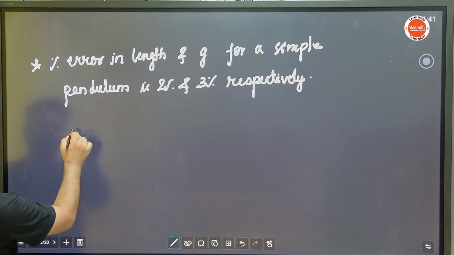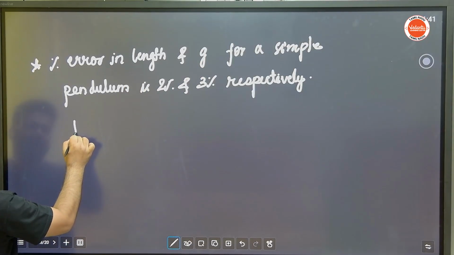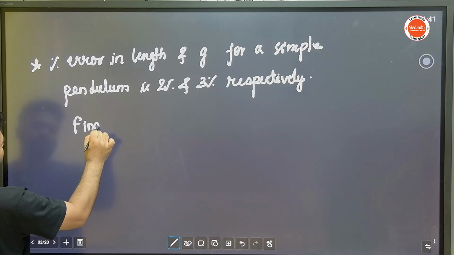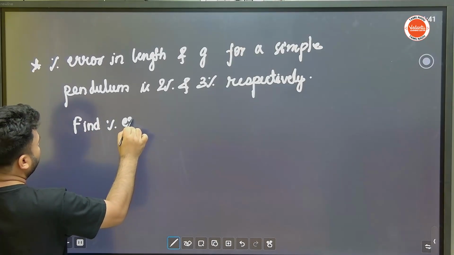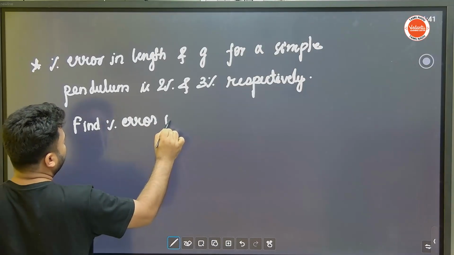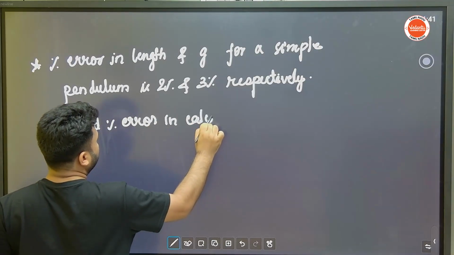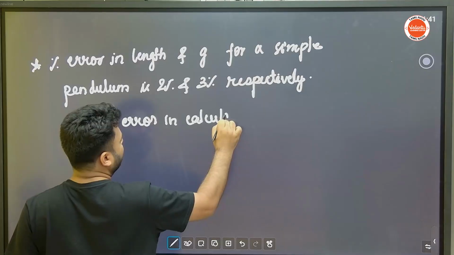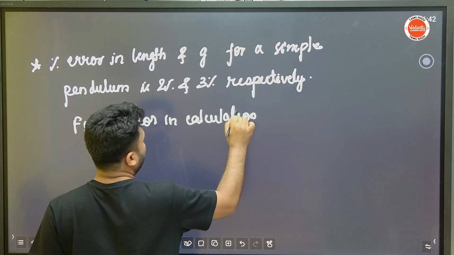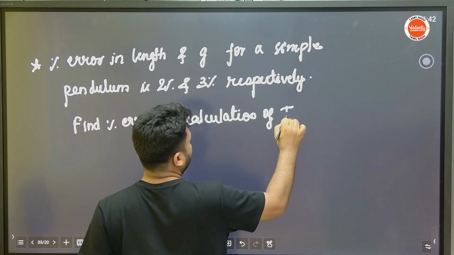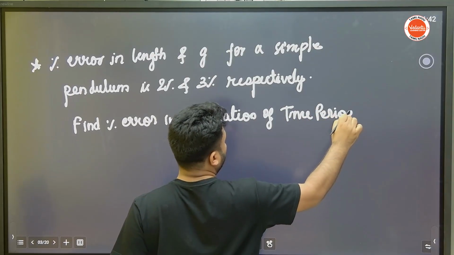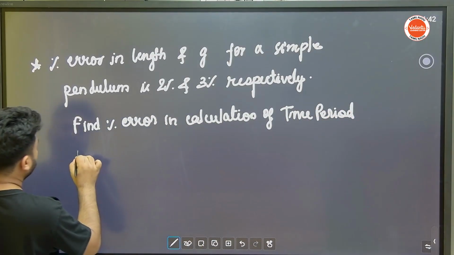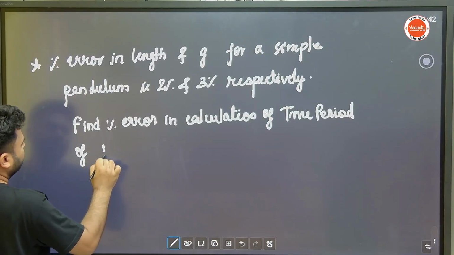They are asking: find percentage error in calculation of time period of this pendulum.